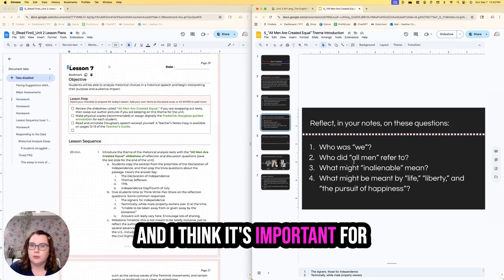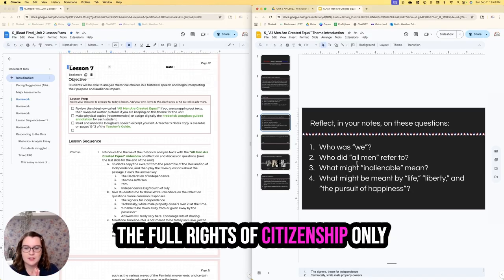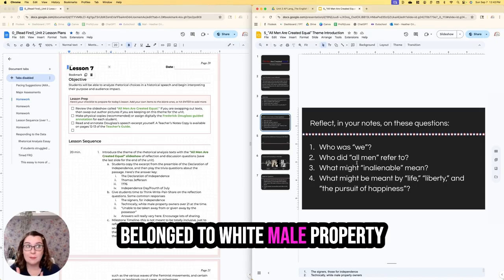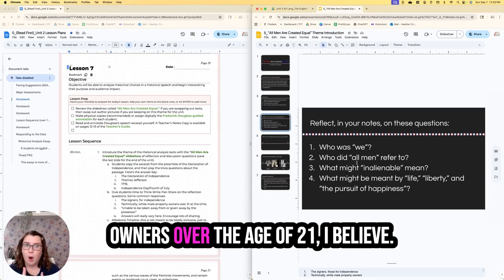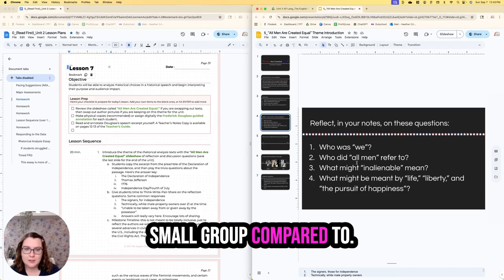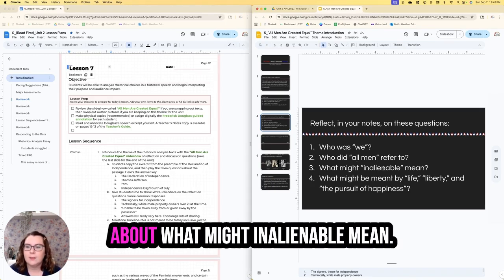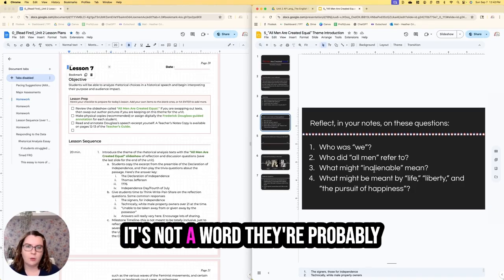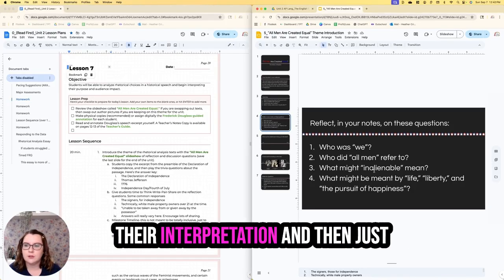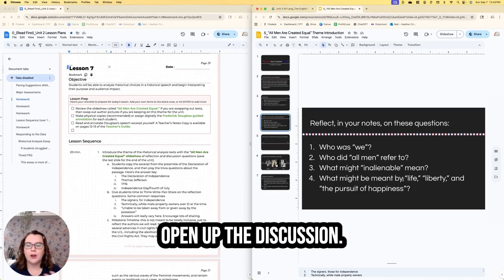I think it's important for students to know from history that at the time of writing, all men, the full rights of citizenship, only belonged to white male property owners over the age of 21, I believe. That was a pretty small group compared to the expanded voting rights we have today. Then I get them to think about what inalienable might mean. It's not a word they're probably super familiar with, but I want their interpretation. And then their thoughts on life, liberty, pursuit of happiness. What is that? That's just a way to open up the discussion.